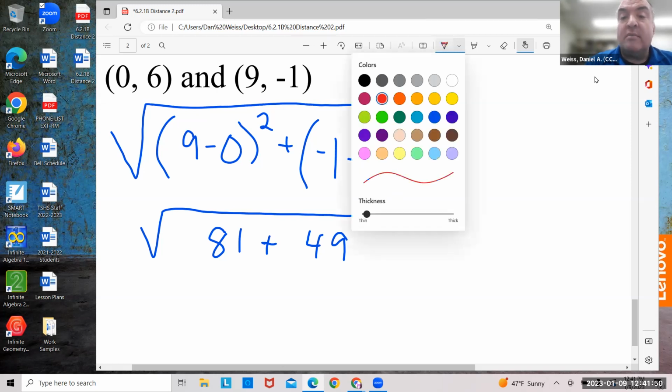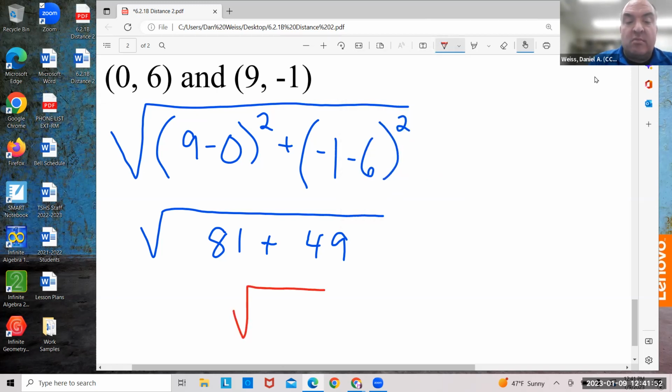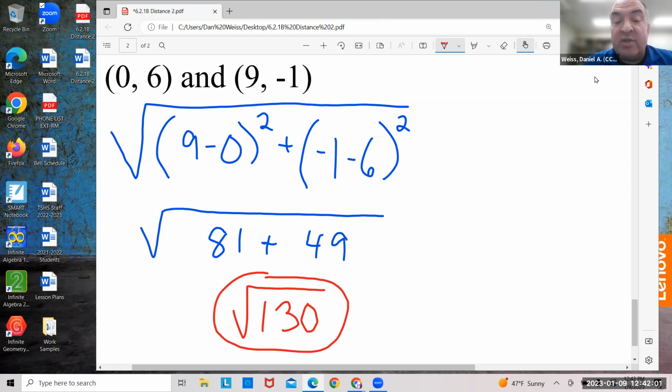Guess what? Square root of 130, that's your answer, because you can't break this one down. There's no perfect square that evenly goes into 130. And you would think, wait, 81 is a perfect square, 49 is a perfect square, so added together, why don't they make a perfect square? Because they don't, that's all. There's no perfect square that evenly goes into 130. So square root of 130 is just your answer.